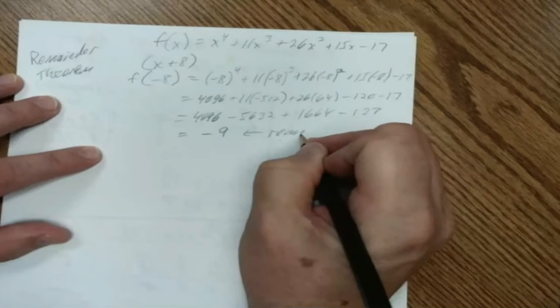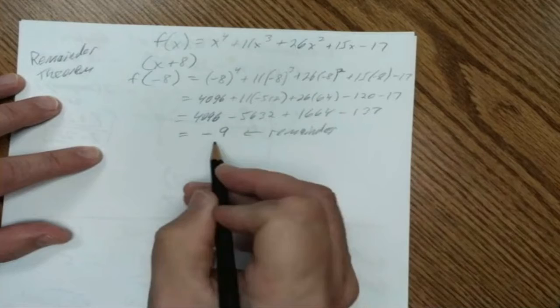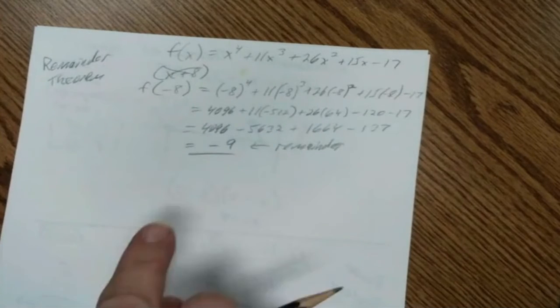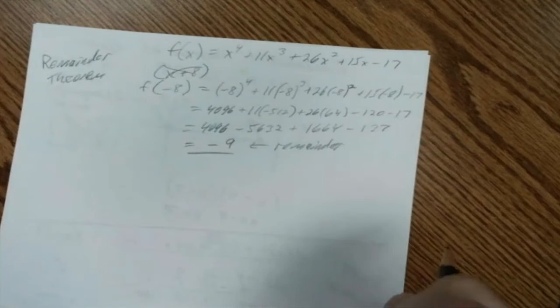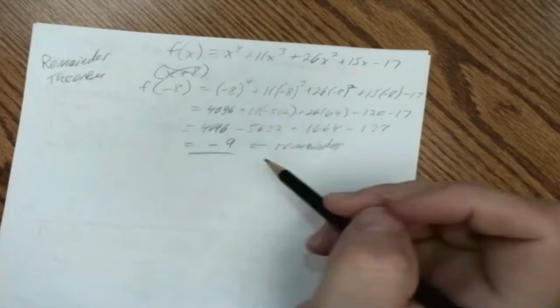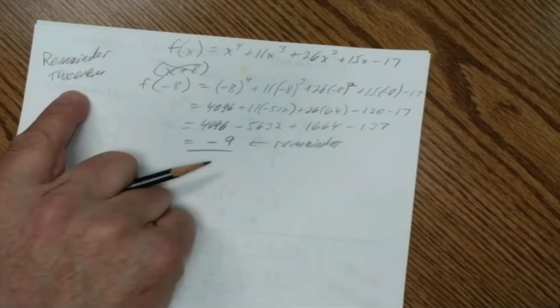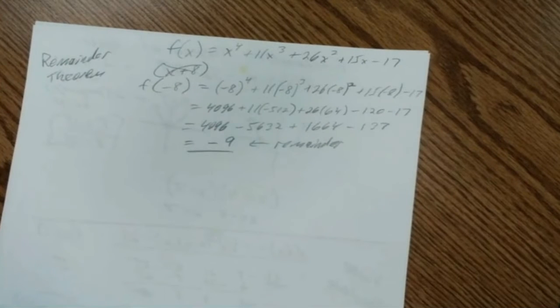This is what the remainder would be if we did synthetic division. That means this is not a factor because there's a remainder. If this was 0, then hey, x plus 8 is a factor. We figured out a factor, but this is not a factor because the remainder is not 0. That's the remainder theorem. If there is a remainder, that is not a factor. So that kind of tells us a few things right there.